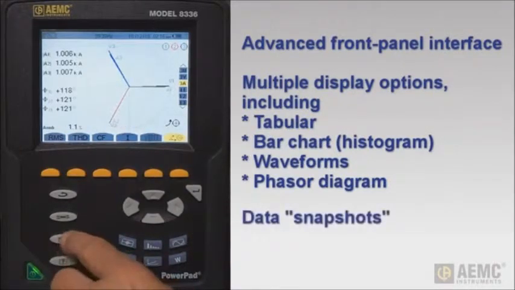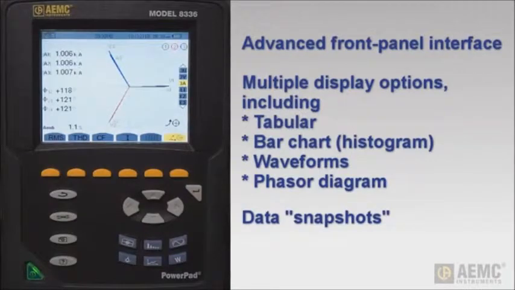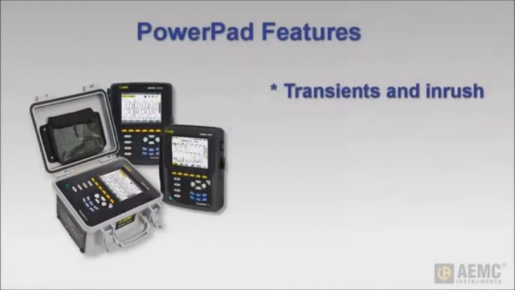You can then save a snapshot of the displayed data in the instrument's memory. The PowerPad can detect and record short-term anomalies such as transients and inrush current. You can also configure alarms to identify when a measurement falls outside defined parameters.